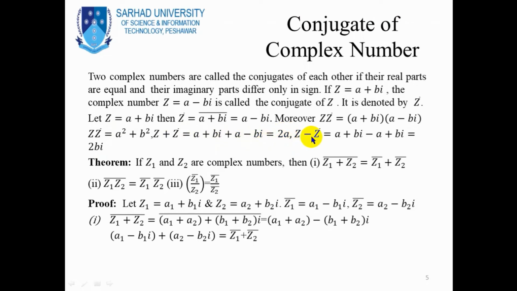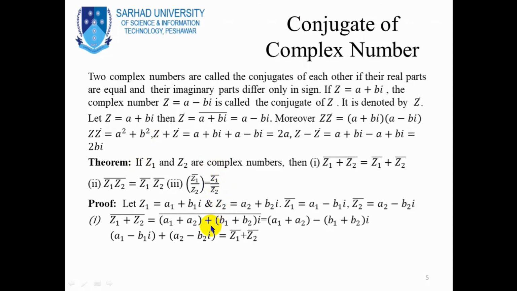And similarly, the addition of two numbers, one a complex number and the other its conjugate: a plus iota b plus a minus iota b is purely real, equal to 2a; and a plus iota b minus a minus iota b is purely imaginary, equal to 2b iota. Now, a theorem: z1 and z2 are complex numbers, then the whole conjugate of z1 plus z2 can be written as z1 conjugate plus z2 conjugate. Similarly, the conjugate of z1 into z2 is equal to z1 conjugate into z2 conjugate. And similarly, the conjugate of z1 divided by z2 is equal to z1 conjugate divided by z2 conjugate.